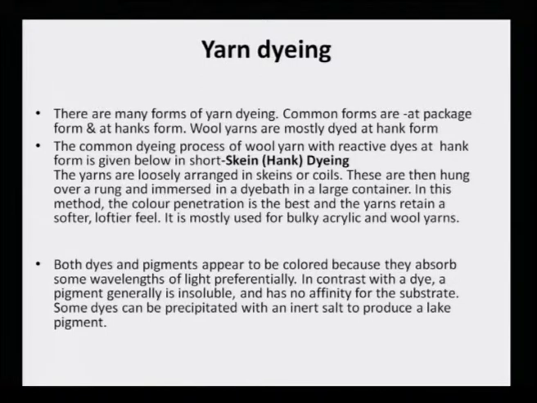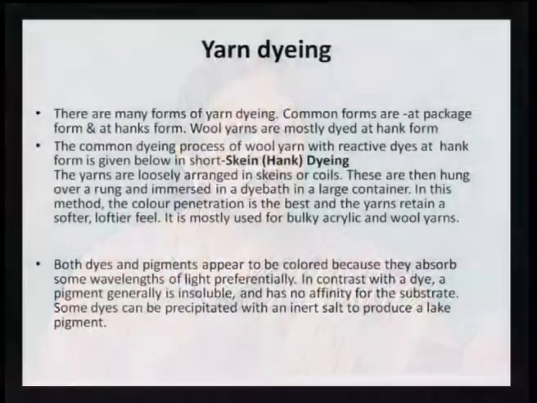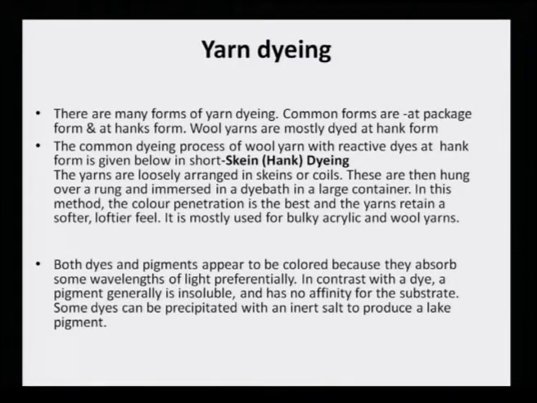In short, it is called skein hank dyeing. So, because it must be made clear that we are taking yarn or skein and the machine that is used is hank, and that is why the procedure is called skein hank dyeing. The yarns are loosely arranged in skeins or coils. These are then hung over a rung and immersed in dye bath in a large container. In this method, the color penetration is the best and the yarn retains its softer, loftier feel. It is mostly used for bulky acrylic and wool yarns.